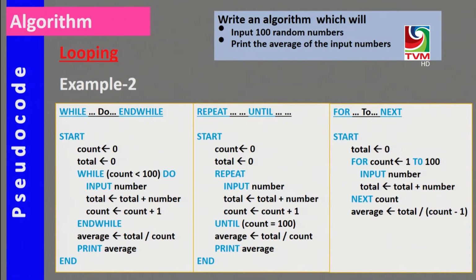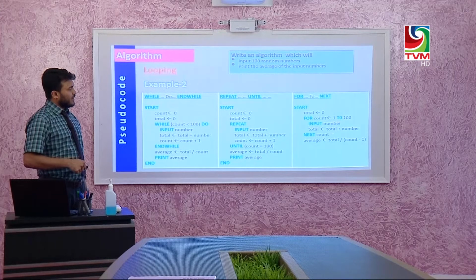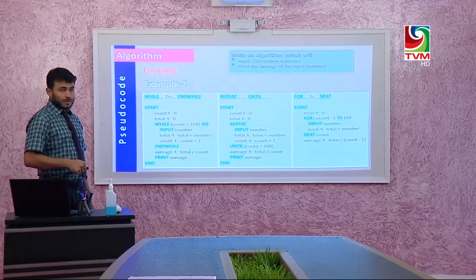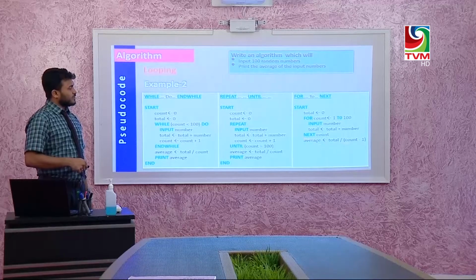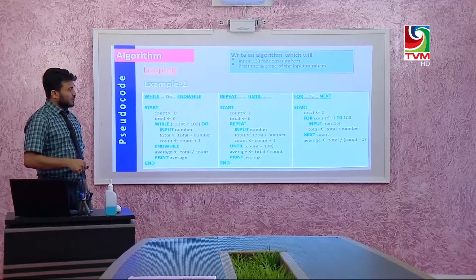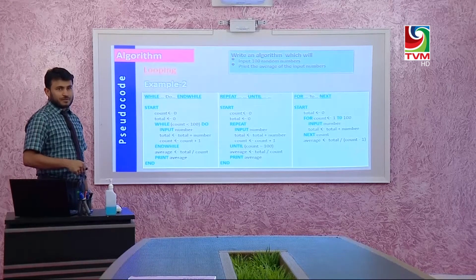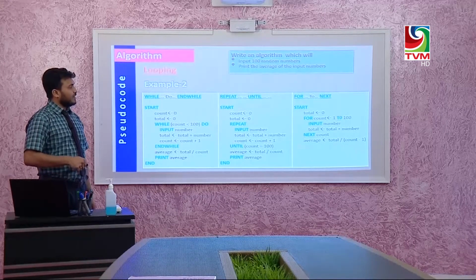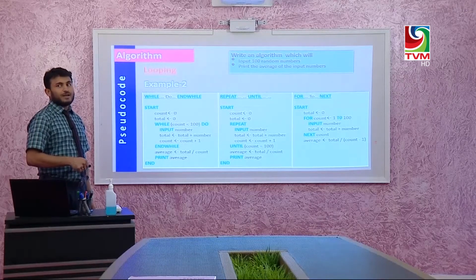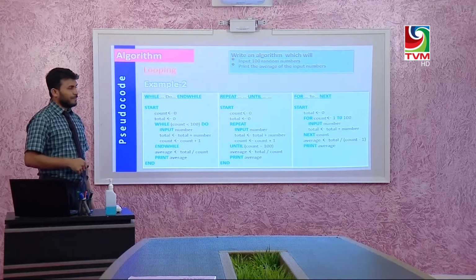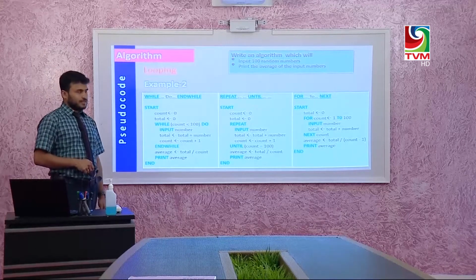So, why count minus 1? When you do the dry run of this code, the final value of count is 101. So when it comes to this statement, average is equal to total divided by 101 minus 1, that is 100, or else you can directly give average is equal to total divided by 100. Print the average and end.